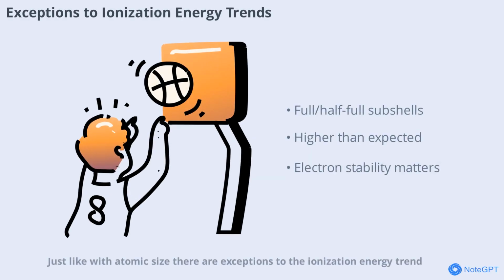Just like with atomic size, there are exceptions to the ionization energy trend. For example, elements with full or half-full subshells can have slightly higher ionization energies than expected. These exceptions are due to the stability provided by certain electron arrangements. Chemistry is full of these fascinating details that make the subject so interesting.